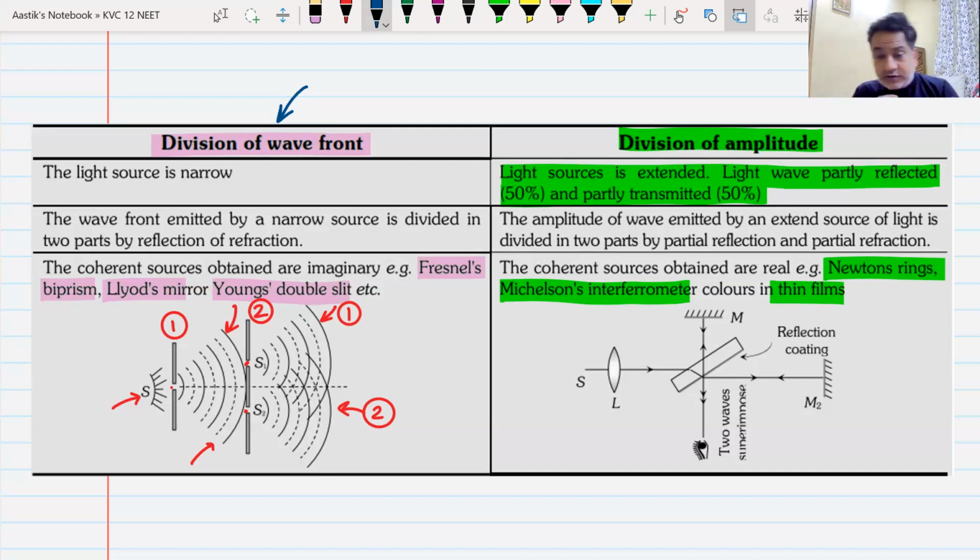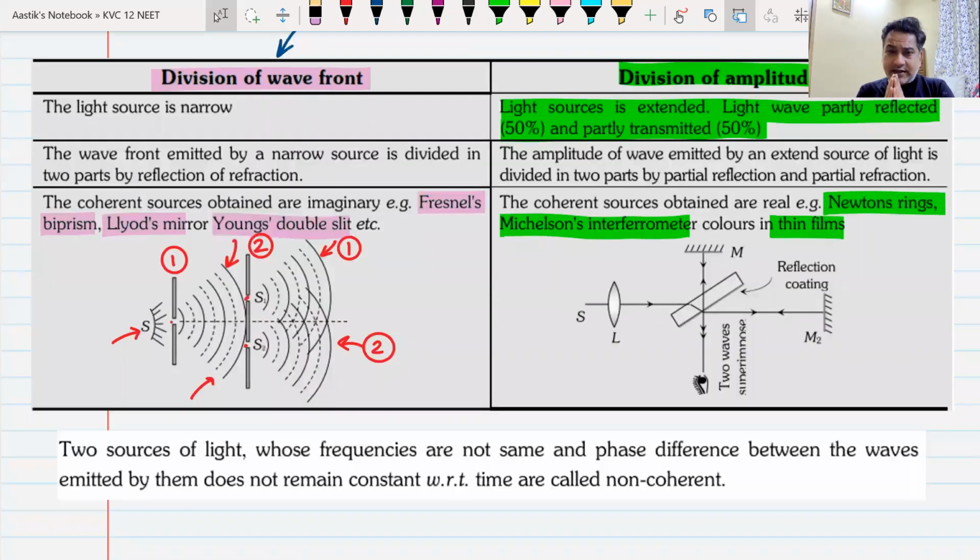Now, if the sources are not coherent, that means they do not have the same frequency and they have a varying phase difference, they will be known as non-coherent sources. Do we understand this? Sources of light where the frequency is not the same or the phase difference is not the same are known as non-coherent sources. Do we understand this? These are all important points that are going to come.